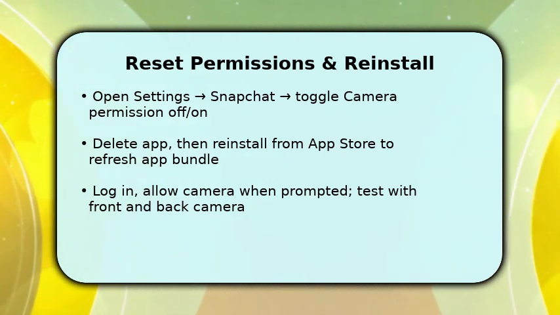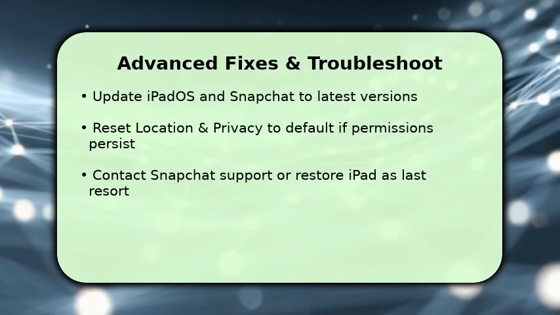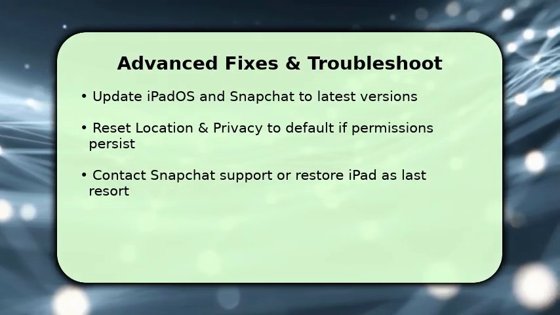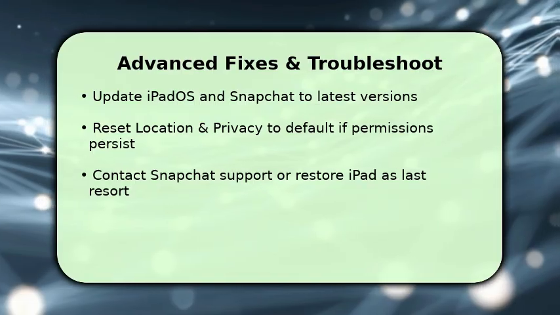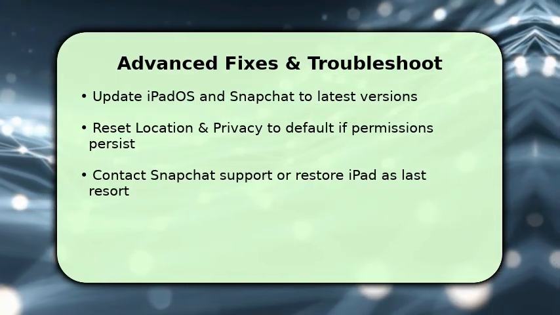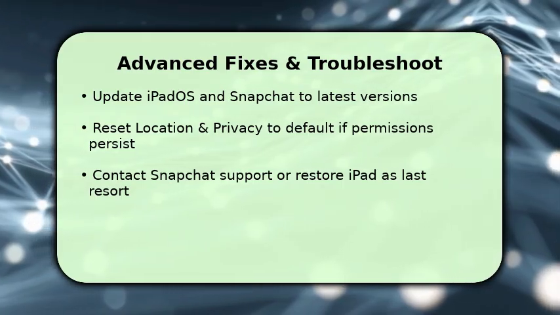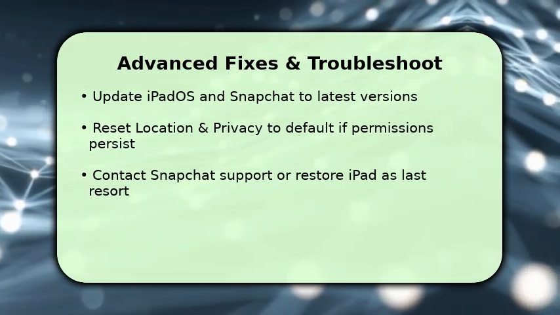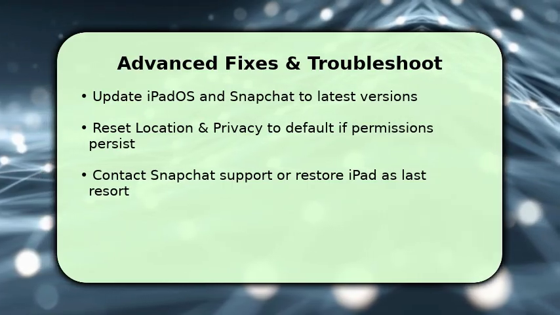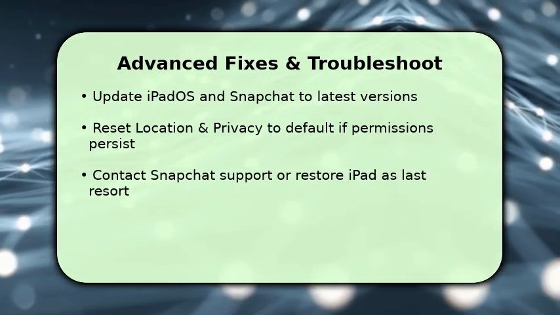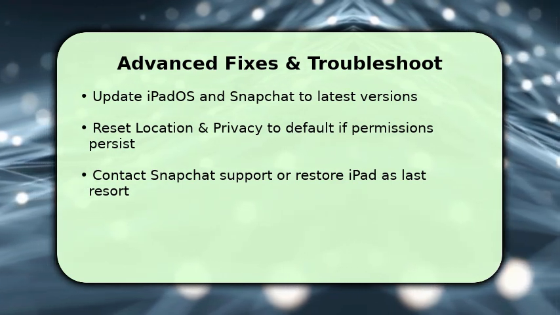Finally, you handle stubborn cases by updating both iPadOS and Snapchat, since compatibility fixes arrive in updates. If permissions still behave oddly, go to Settings, then General, then Reset Location and Privacy. This forces all apps to re-request access and often clears permission corruption. Make sure to back up before any restore. If nothing works, contact Snapchat support with logs or consider a full iPad restore as the last resort.